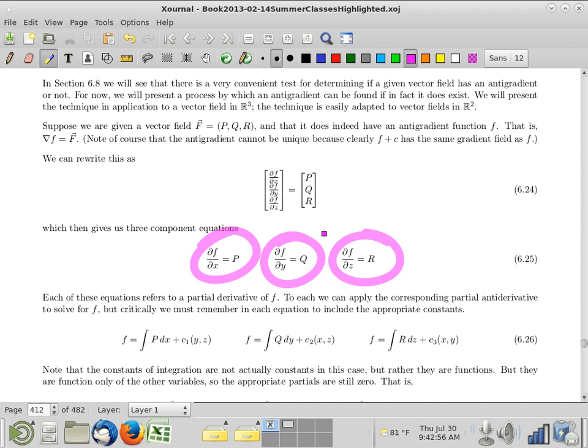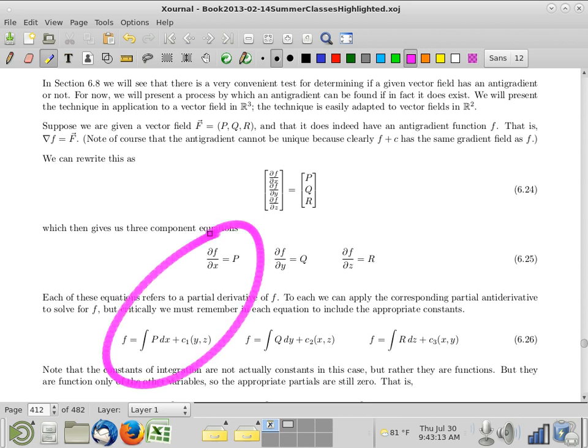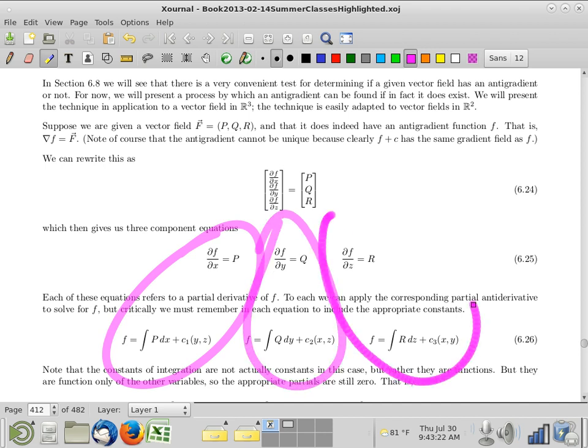Now, weirdly, it does have to be the same little f in all three equations. And so that's the challenge. That's in some sense the problem: can I find a single function little f that satisfies all three of these equations? And, well, if I can, here's how I would do it. I can take an x anti-partial of both sides here. Y anti-partial, z anti-partial.